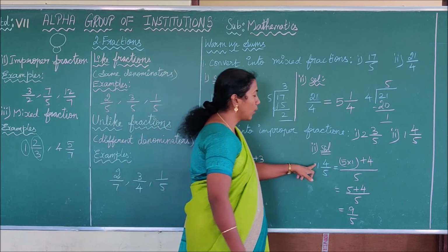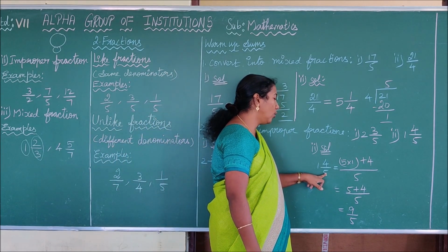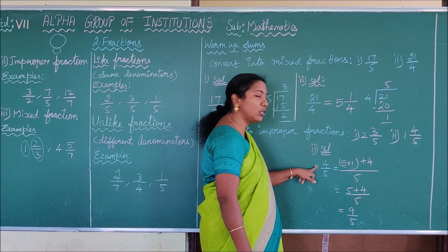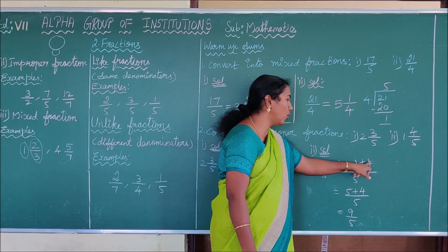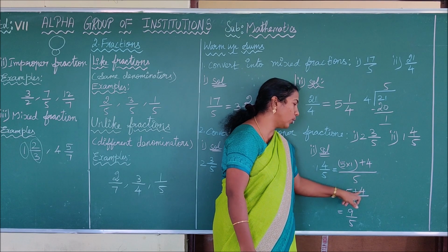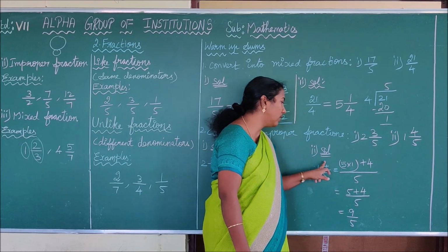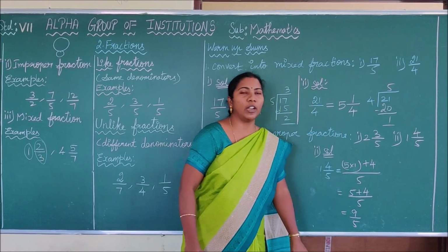Similarly, see here 1 4 by 5. You have to multiply the denominator with this whole number, 5 into 1, and add the numerator, plus 4. 1 5 is 5, plus 4. 5 plus 4 is 9 by 5. Thus we have converted this mixed into an improper fraction. It's clear, children.